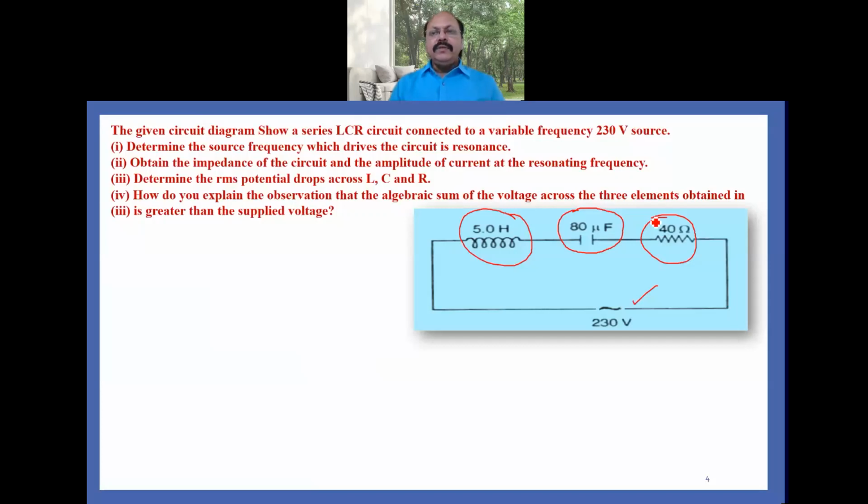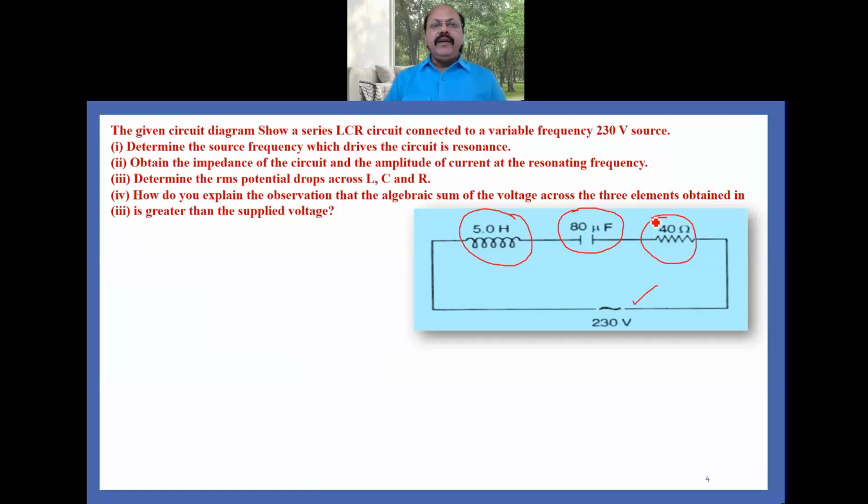And the fourth one: how do you explain the observation that the algebraic sum of the voltage across the three elements obtained in the third part is greater than the supplied voltage? So first we will find out the source frequency which drives the circuit at resonance.